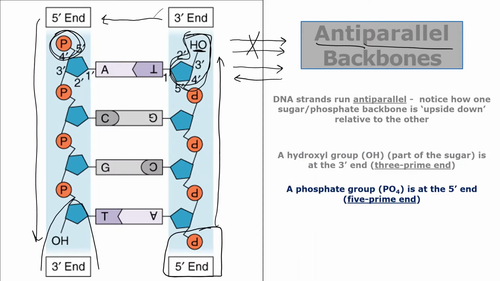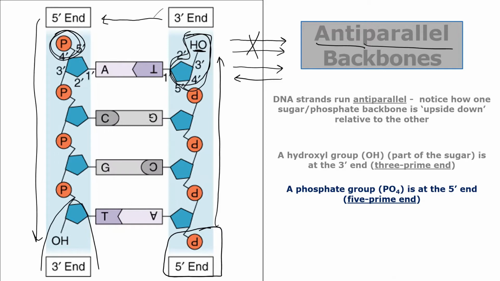That would mean phosphate 5', phosphate 5', phosphate 5'. The phosphate group is at the 5' end. Why is this important? Well, we're going to find out very soon that enzymes are not very smart. In fact, they're not smart at all. They have one job, and that is to move forward. And they only move forward in one direction. The point is the enzymes can't go backwards.